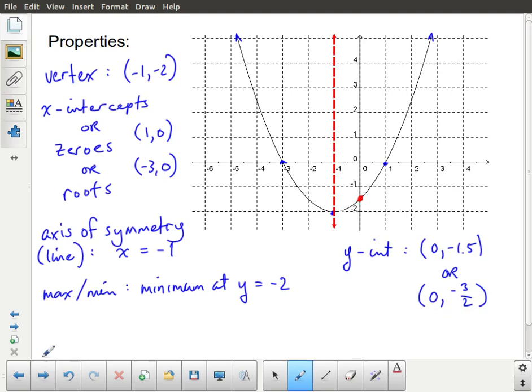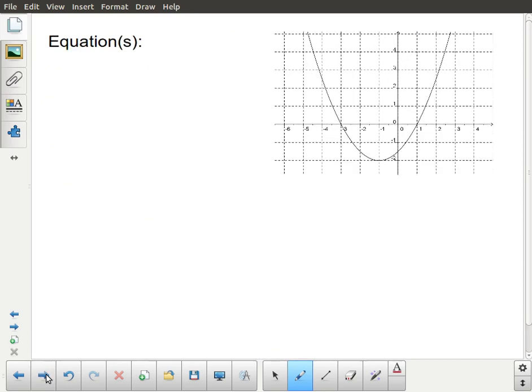Okay, so from there, I'm sure there are other things that you might be thinking of right now, and we'll probably cover more of these in class, but these are the really critical properties that I'm going to want you to see when you look at a parabola. So let's go on and take a look at equations.